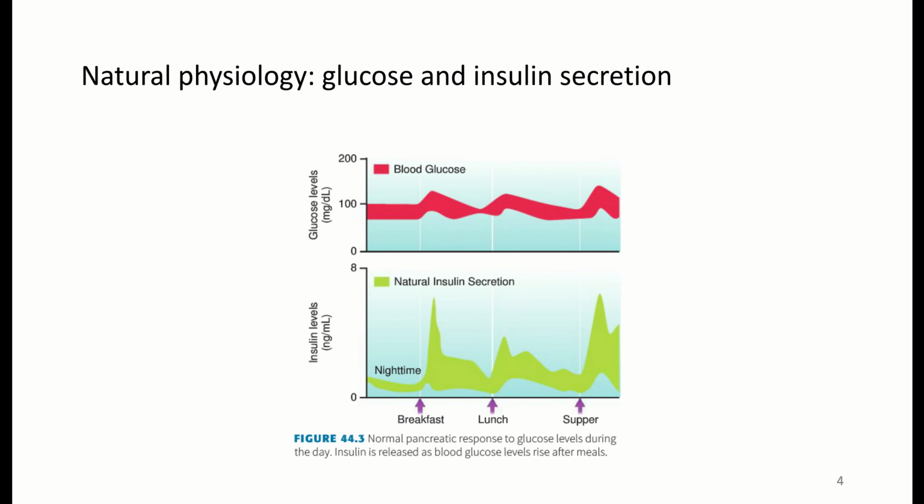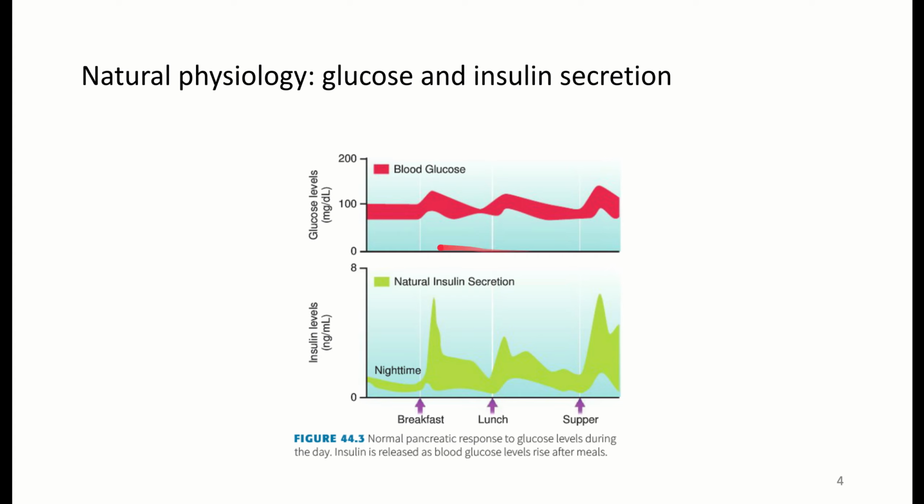This slide shows the natural ebb and flow of blood glucose levels and natural insulin secretion in a healthy individual. The first figure shows blood glucose levels in red on the y-axis, or the vertical axis here. On the horizontal axis, or x-axis, is time over a 24-hour period. As you can see, the blood glucose levels stay below 100 and peak after breakfast, lunch, and dinner.